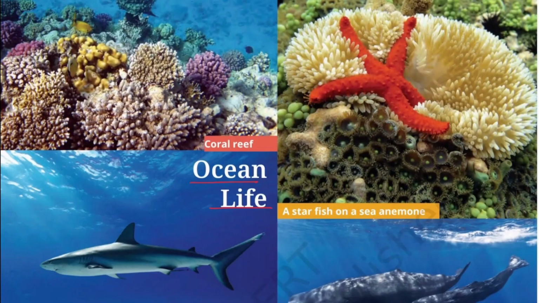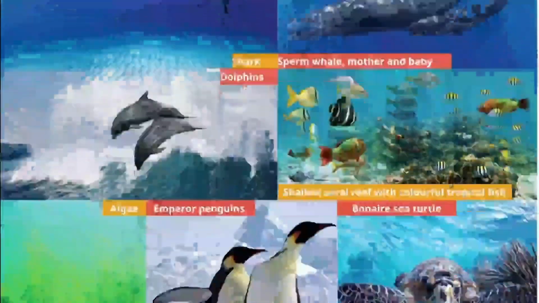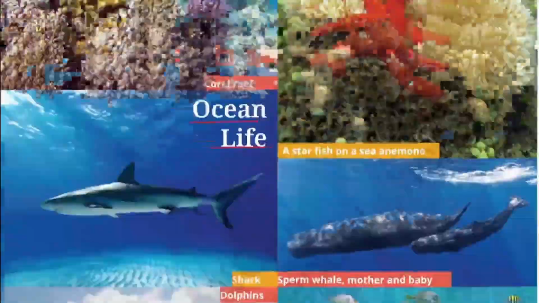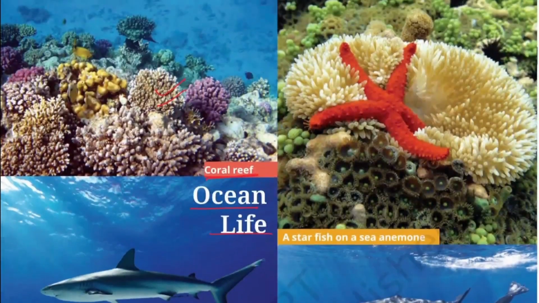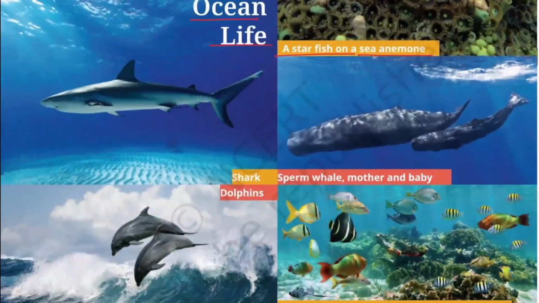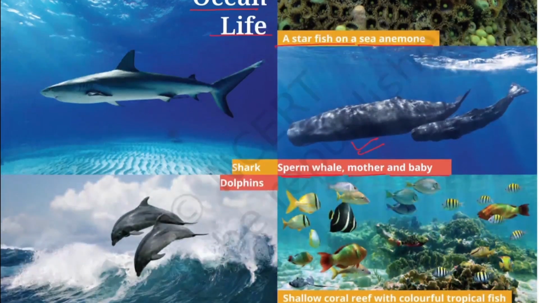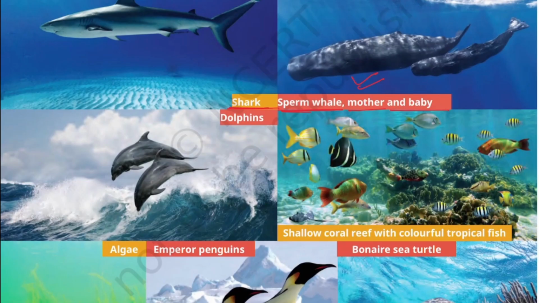Ocean life. You can see a few pictures given here. This is coral reef. This is a starfish on a sea anemone. This is a sperm whale, mother and baby. This is a shark. These are dolphins.